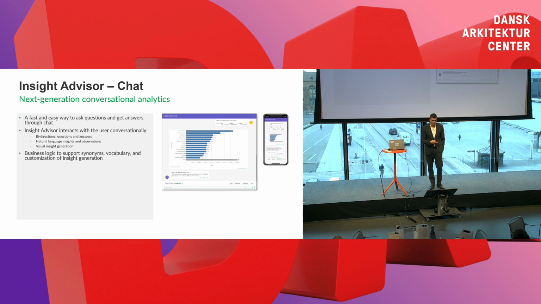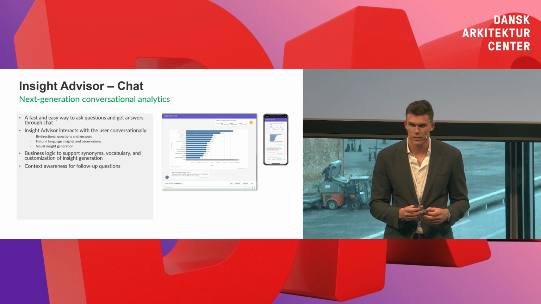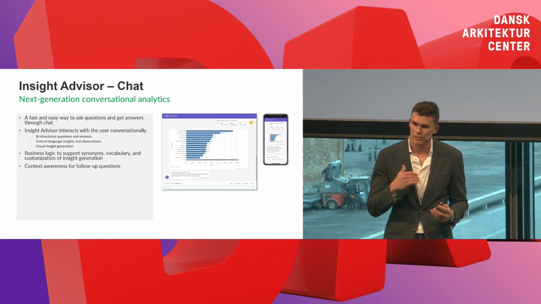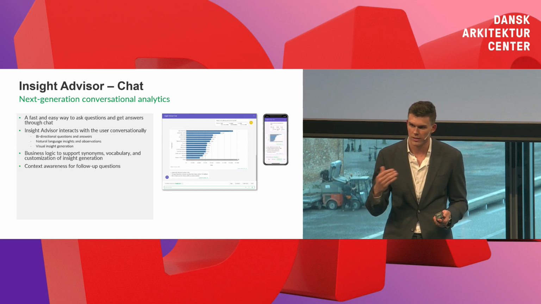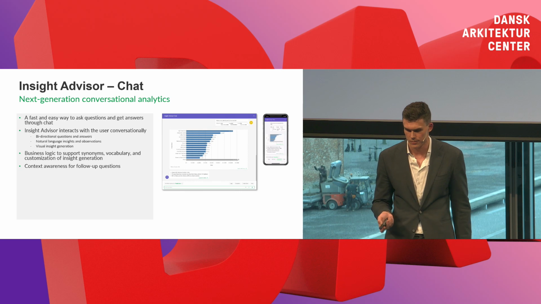And as I said before, it's supported by business logic. So it's not just random stuff. We can actually control what type of responses it's going to give. And it's context aware. If you've been working with the different types of chatbots, that's a really big thing, that people want to ask questions and then follow-up questions and then follow-up questions to those follow-up questions. And so it's really important that it keeps being aware of the context that we're working in.